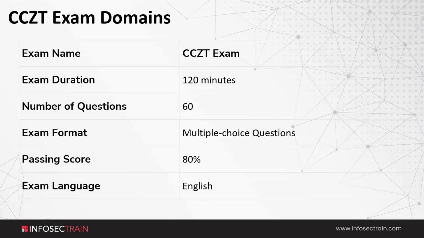And you will have two attempts. That means when you plan for the examination, you have to buy the voucher, and once you buy the voucher, you have two attempts. If you miss the first attempt, you can write the exam one more time, and the voucher is valid for 2 years.